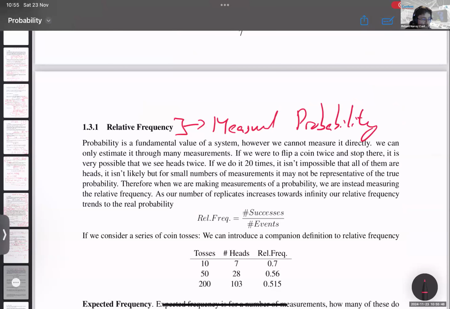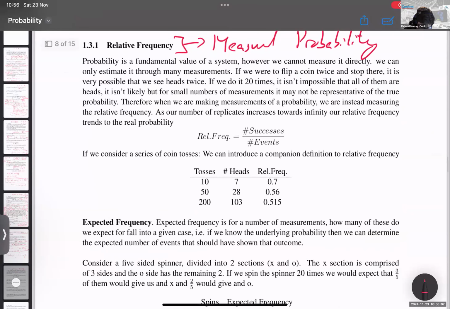It's how, when we are coming from a real system, we start to build up an approximation for what our actual probability is. So if we were to measure in 10 throws the number of heads and tails, we would say that for 10 throws, if we get 7 heads, our relative frequency is 0.7. If we do 50, it becomes 0.56. If we do 200, it becomes 0.515. And as we can see, these are all trending towards our true probability of 0.5.